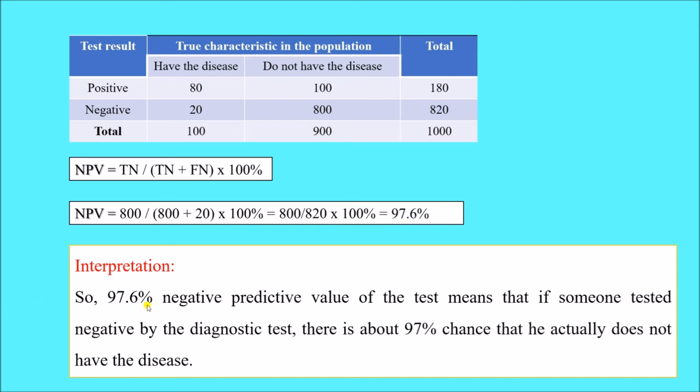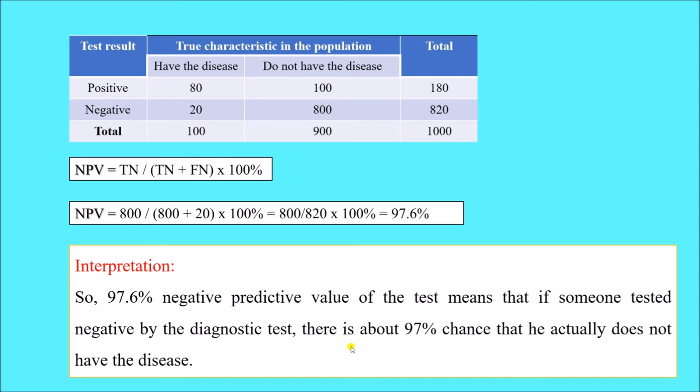So a 97.6% negative predictive value of the test means that if someone tested negative by the diagnostic test, there is somewhere between 97 and 98% chance that he actually does not have the disease, and there is only about 2 to 3% chance that he actually has the disease but still tested negative. Of course we want the negative predictive value to be as high as possible, just like positive predictive value or even sensitivity and specificity of the test.